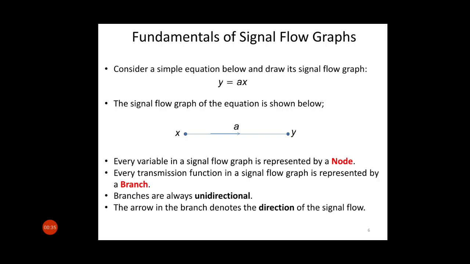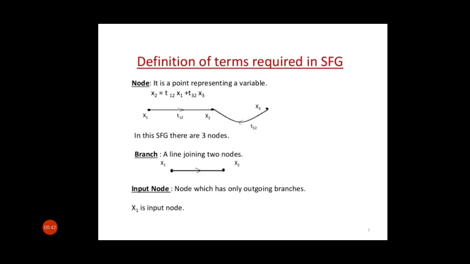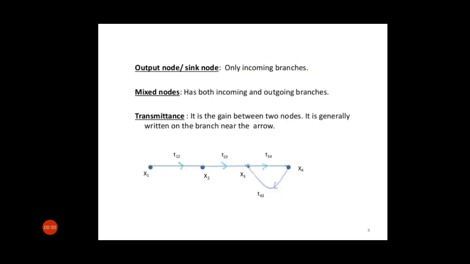Then we discussed how a simple equation is represented by a signal flow graph. Then we discussed some terms of the signal flow graph like node, branch, input node and output node. So today I will discuss the rest of this signal flow graph. So let's start our discussion.